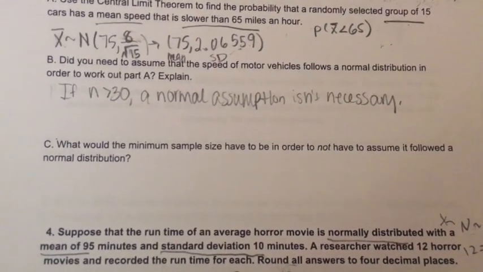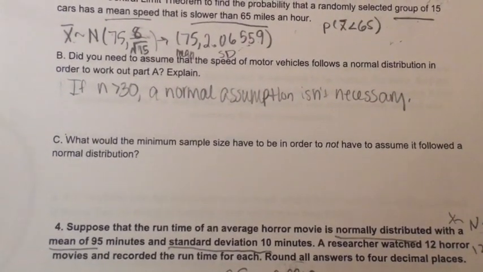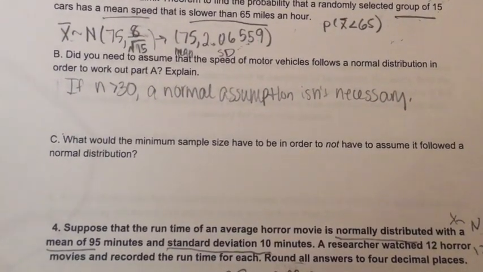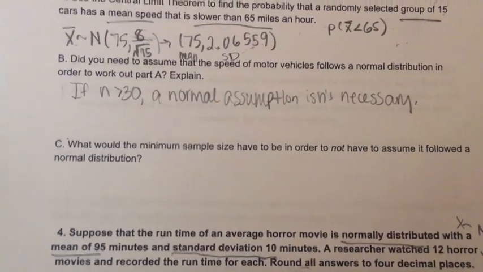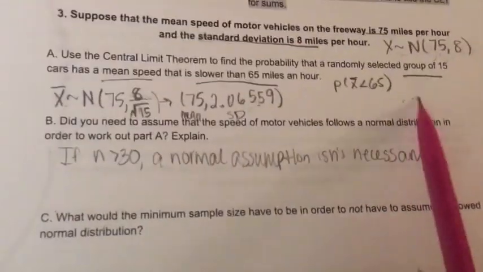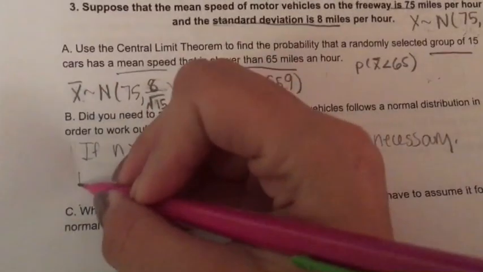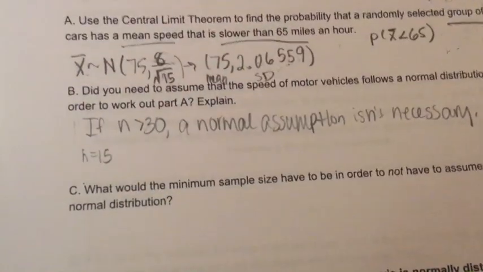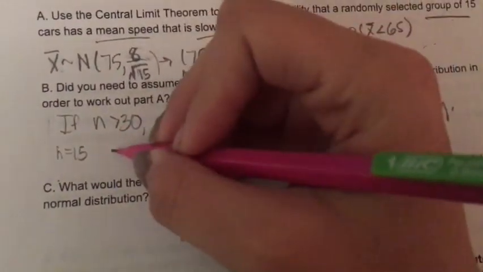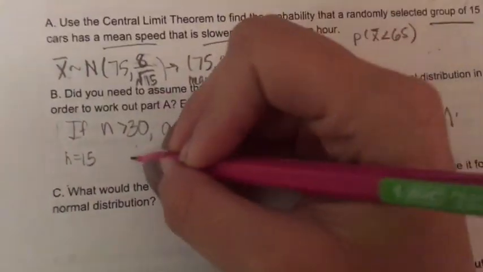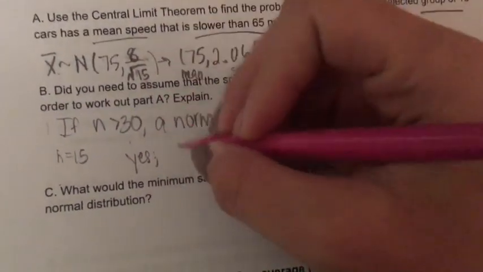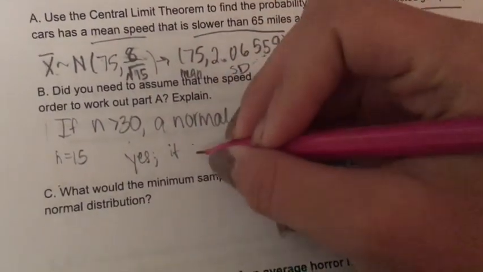Part B is asking you if the assumption that it's a normal distribution is necessary, and in order to know this, you have to look at your sample size. If your sample size is greater than 30, then it is not necessary, but in this one you had a sample size of 15. And since you had that sample size of 15, it's not larger than 30. So yes, it is necessary for this problem.